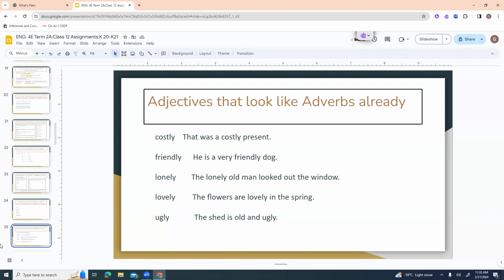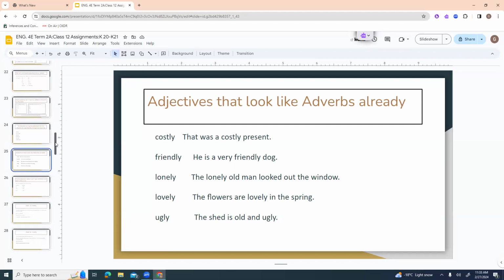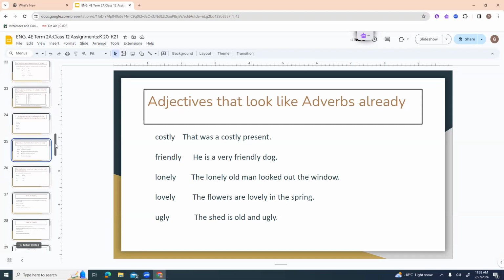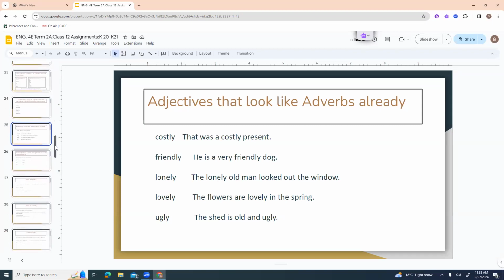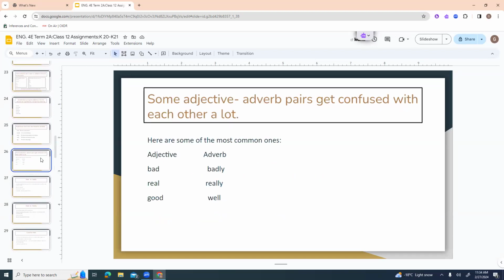Lonely, the lonely old man looked out the window. Lovely, the flowers are lovely in the spring. Ugly, the shed is old and ugly. There may be some more. Those are the ones that are really common, though. And obviously, you can't turn those into adverbs. They legitimately are adjectives and can only be used to describe a noun.